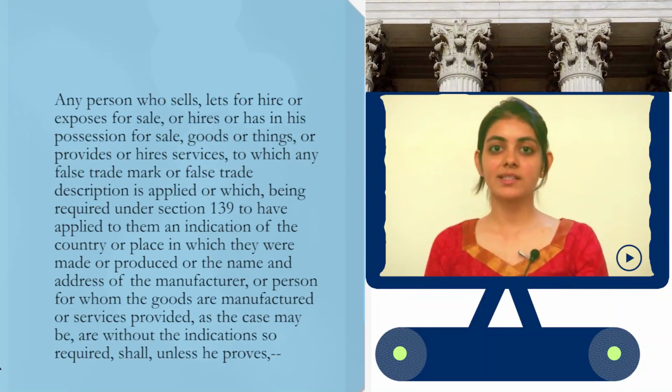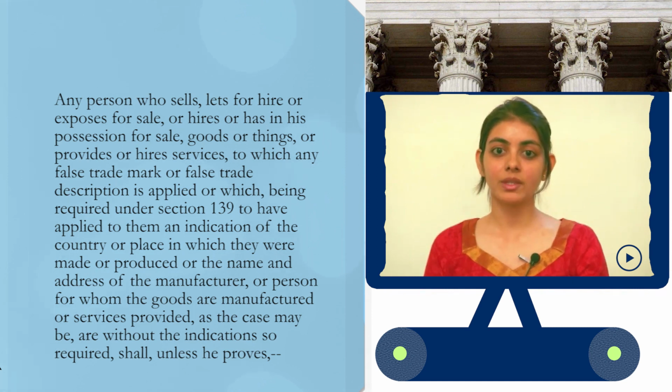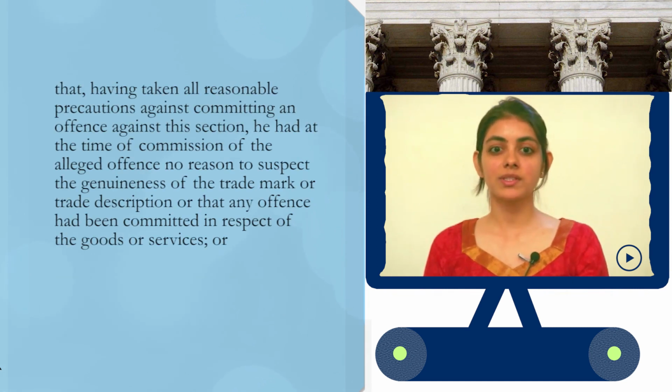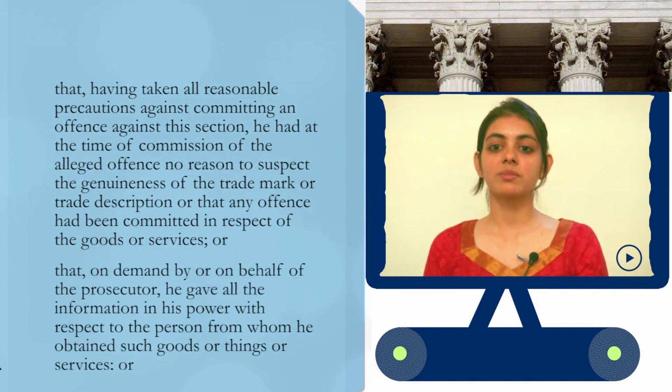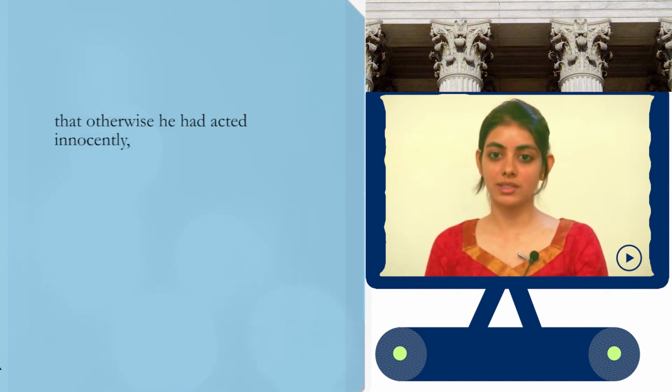Under section 104, a person who sells, lets or hires any infringing goods is liable for infringing the same, unless such person can prove that he had no reason to suspect the genuineness of the trademark or trade description, or he gave all information in his power with respect to the person from whom he obtained such goods or services, or that he had otherwise acted innocently.